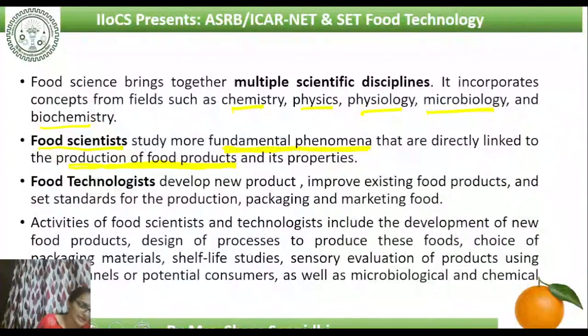So it is interlinked. So what does the food technologist do? They develop new products, improve existing food products, and set standards for the production, packaging and marketing of food. The combined activities of food scientists and technologists include development of new products, designing the process to produce these products, and then making the choice of proper packaging material. Packaging material is very important.